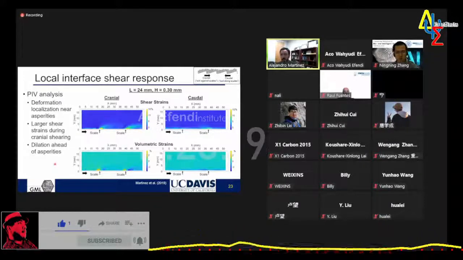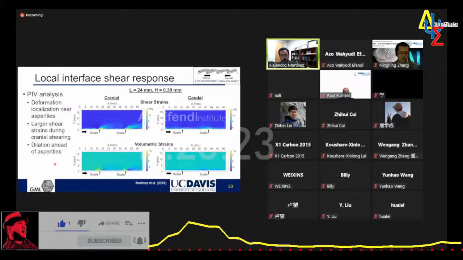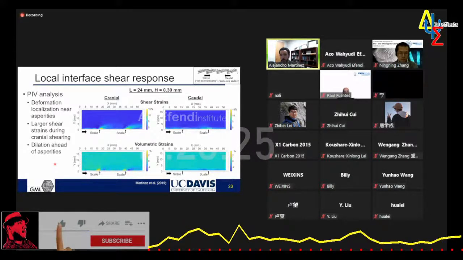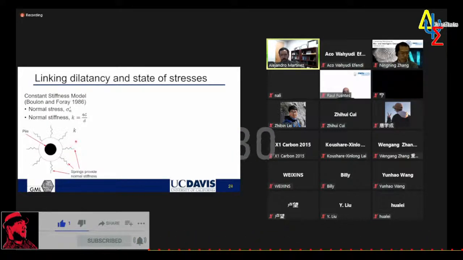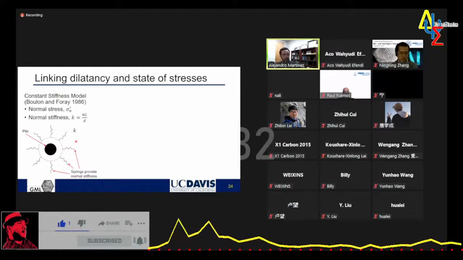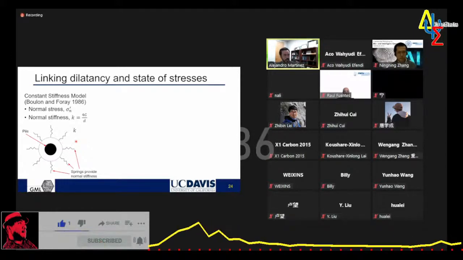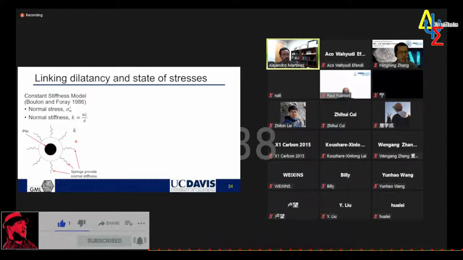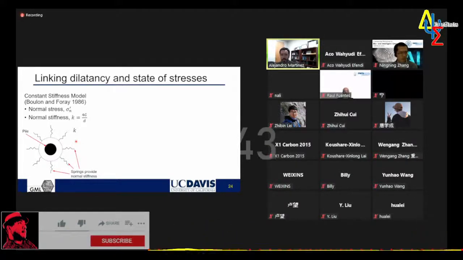And so really, in the cranial direction, the surface is able to engage the soil more, to shear it more, to dilate it more. And that's why we see those greater strengths. Now, it's important to recognize that in the field, for certain conditions, for example, for piles and soil nails, the state of stresses is actually linked to the dilatancy.